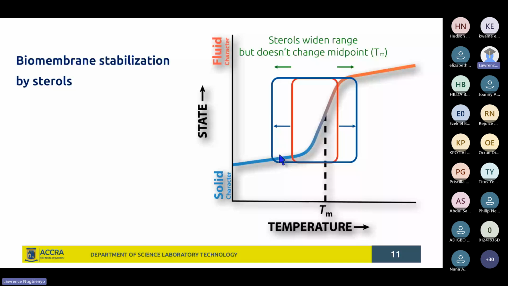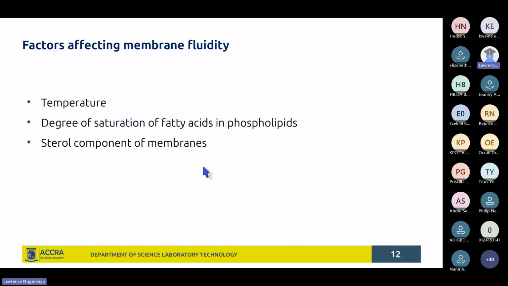All right, now we take a look at factors affecting membrane fluidity, what we just talked about. If we bring all of it together, we can simply say there are three factors that affect membrane fluidity. Temperature, we talked about it. The higher the temperature, the more fluid the membrane will be, even looking at those charts. If the temperature goes down, the fluidity of the membrane will decrease.